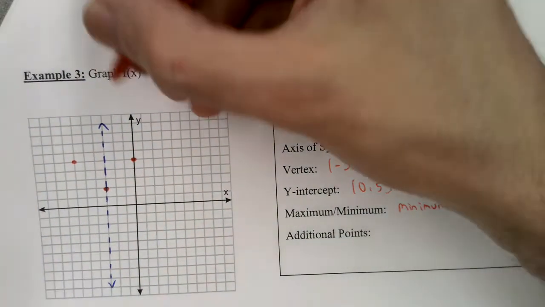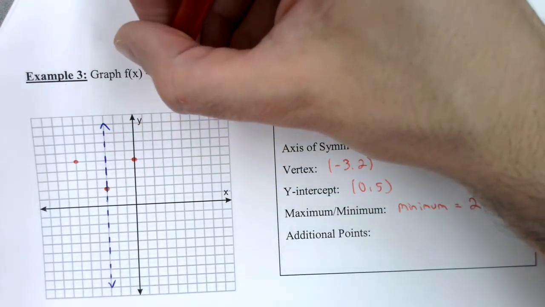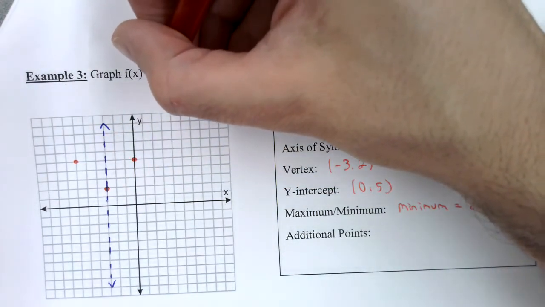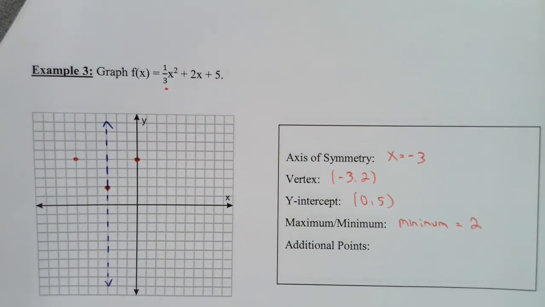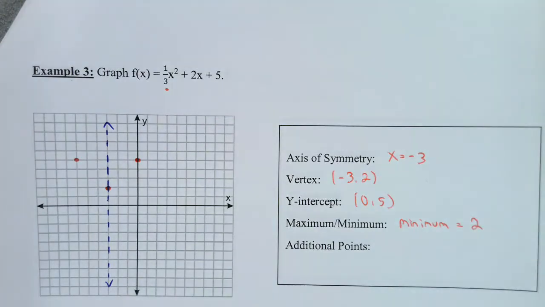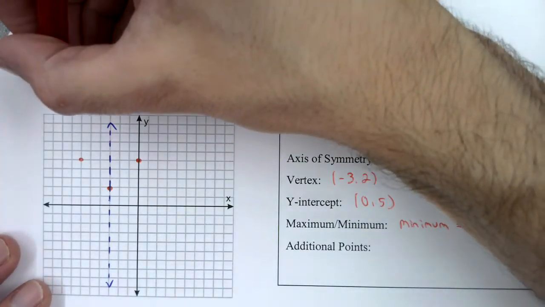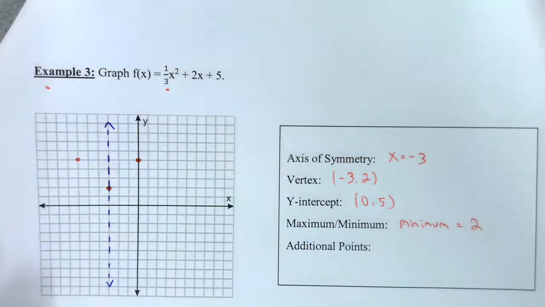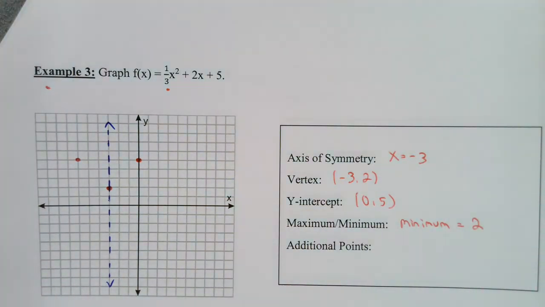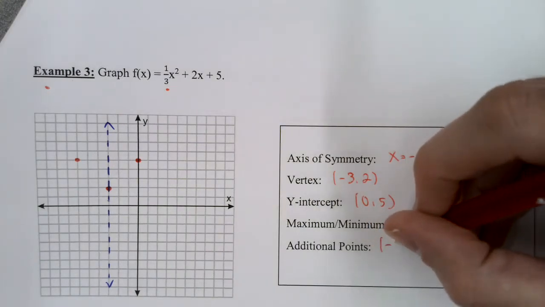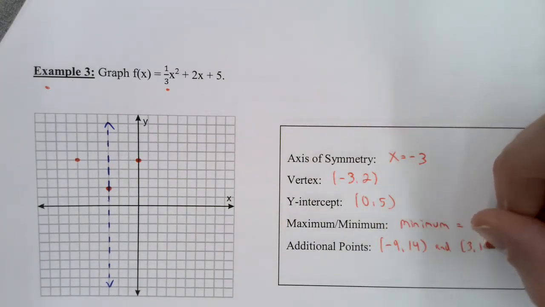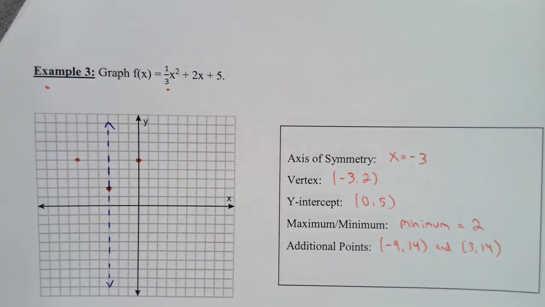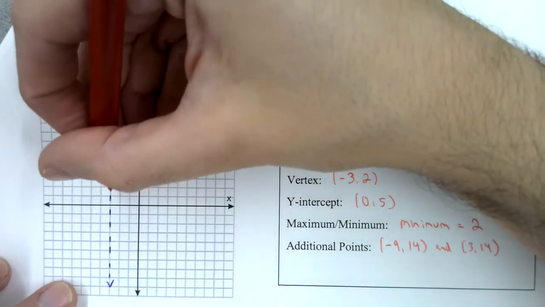So again, that's not going to fit on my graph, but I'm just going to estimate. I'm going to go up there. I'll say that's 14. And if I reflect that, that is 6 units to the right of the axis of symmetry. So if I go 6 units to the left of the axis of symmetry, it brings me right there. Okay, so that's (-9, 14) and (3, 14). So I'll go with that. That'll be my graph.